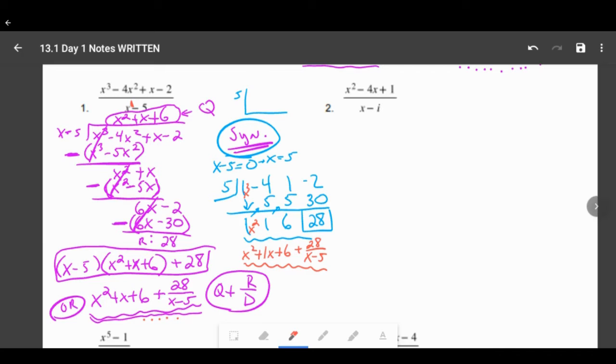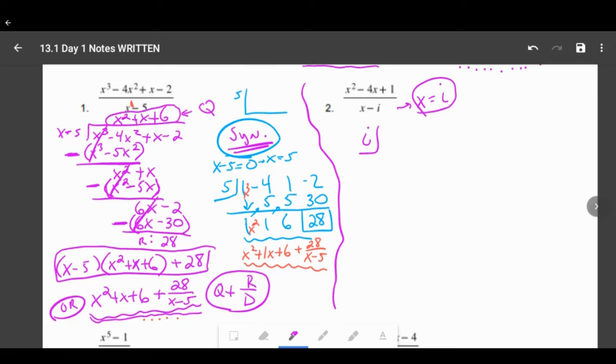But right now, number 2 is another prime candidate for synthetic division because it's x minus a number. In this case, the number is i. I know that my divisor, if I set it equal to 0 and solve, gives x equals i. So that's the number I'm going to put in the box, kind of a little divider right there.